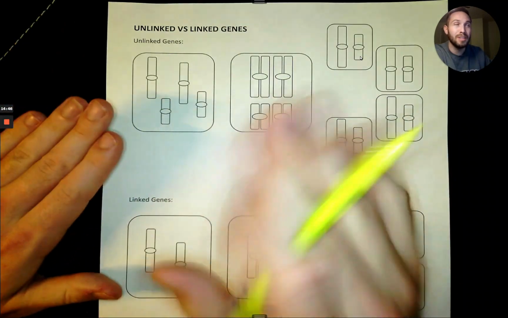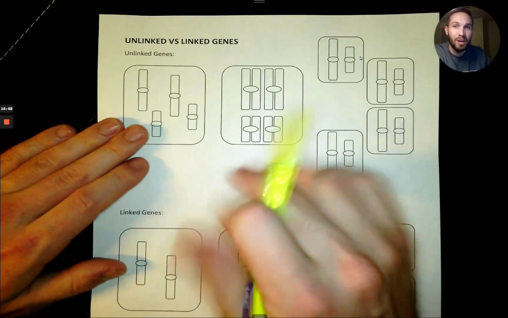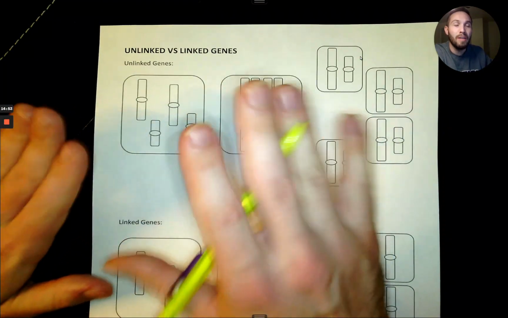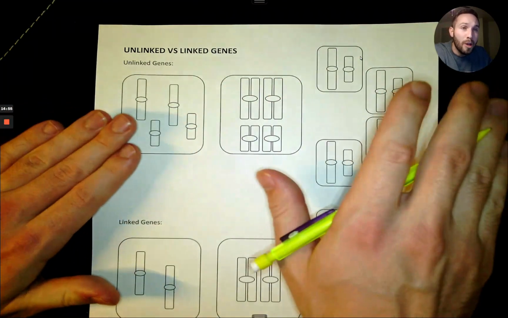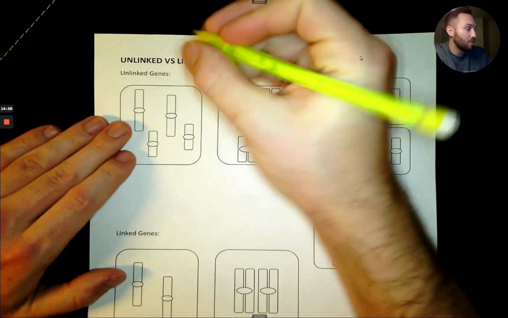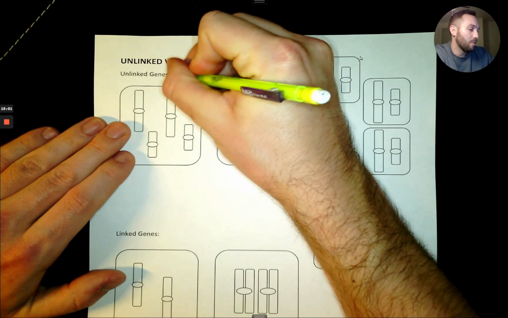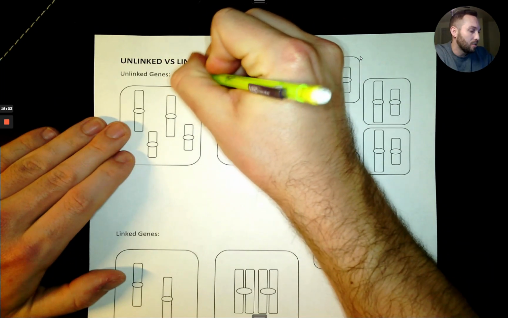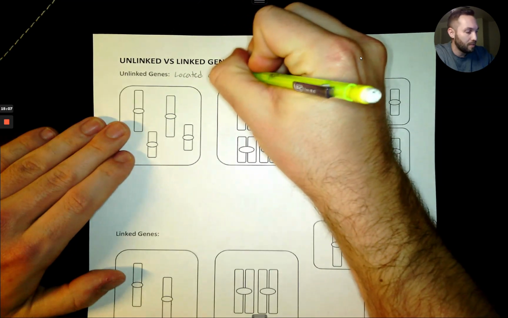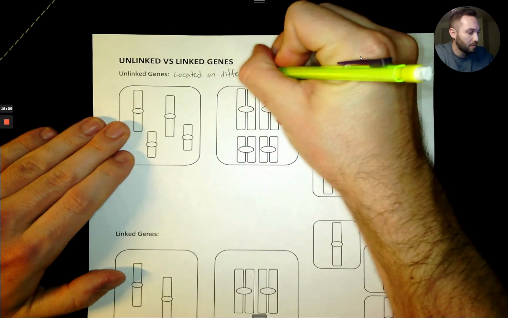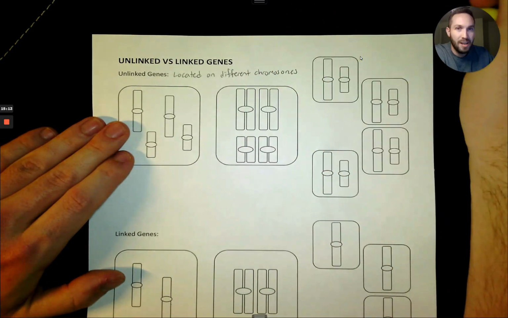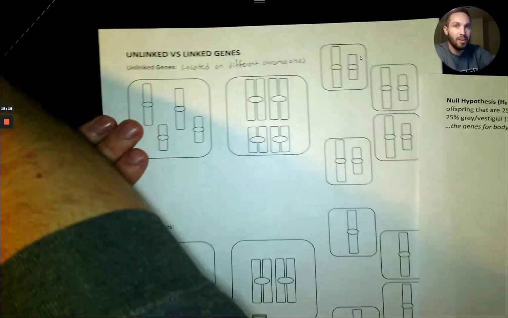A lot of students, it's hard to understand what exactly is going on. So let me show you. Let's just start with if genes were not linked. Let me show you how that would play out, which is, in a lot of situations, they're not on the same chromosome. So unlinked genes means that we're looking at a situation where they're located on different chromosomes. So that's what it means to be unlinked genes. The two genes that we're looking at are on different chromosomes.